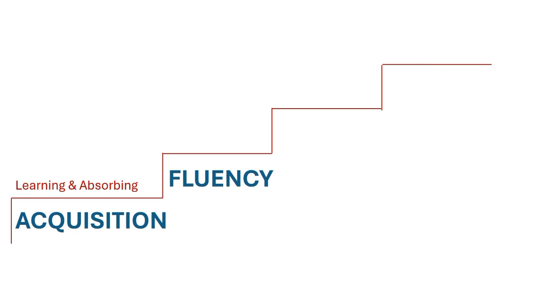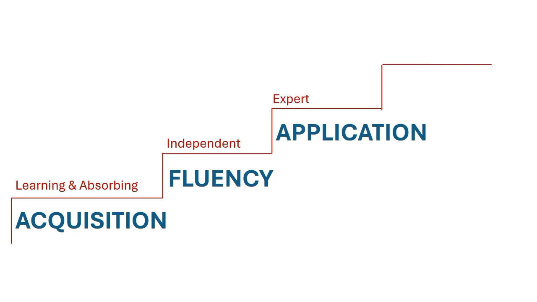Now, the second phase of learning is what is called fluency. At this stage of learning, you have become independent. Now, the third phase of learning is application. At that phase of learning, you have become an expert. Now, the fourth phase of learning is what is called mastery. At this phase of learning, these are the people that we call consultants. They are the masters. They have mastered it all.